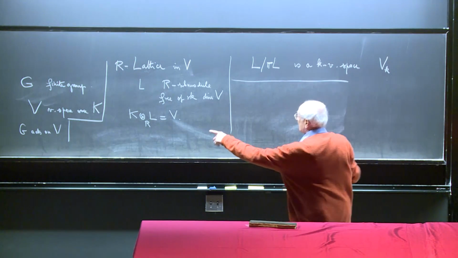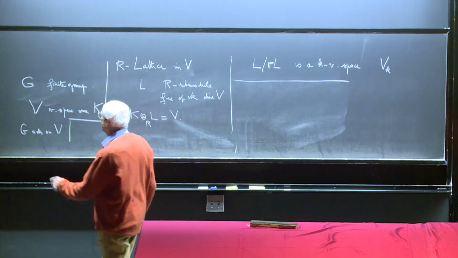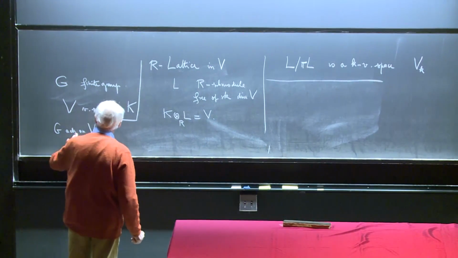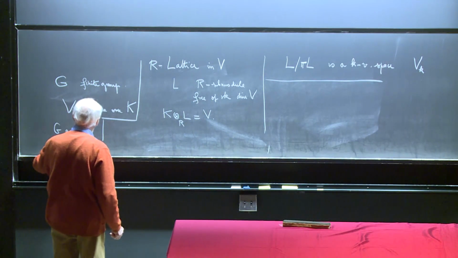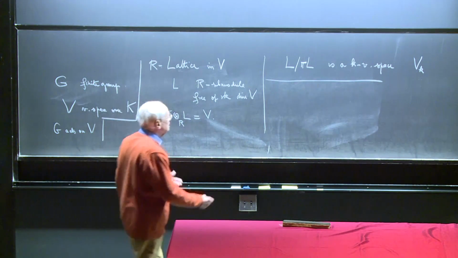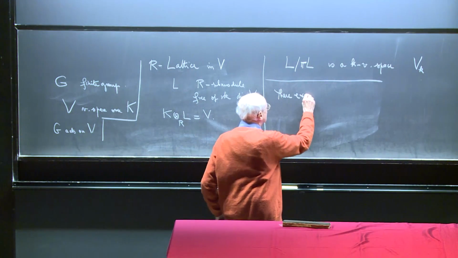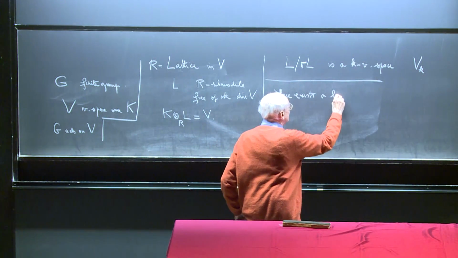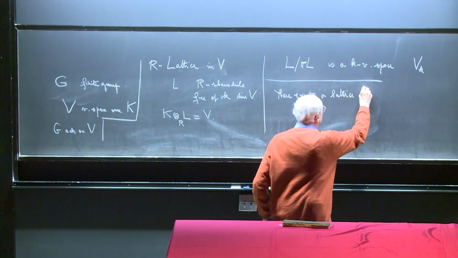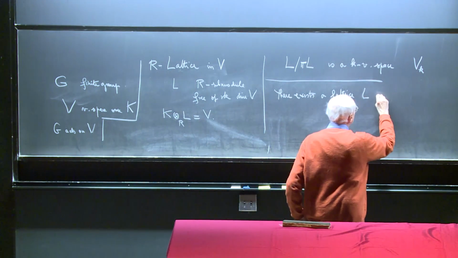Now, suppose we have that situation. Now, it's not difficult to see, it's pretty trivial, that there exists a lattice L which is G-stable.